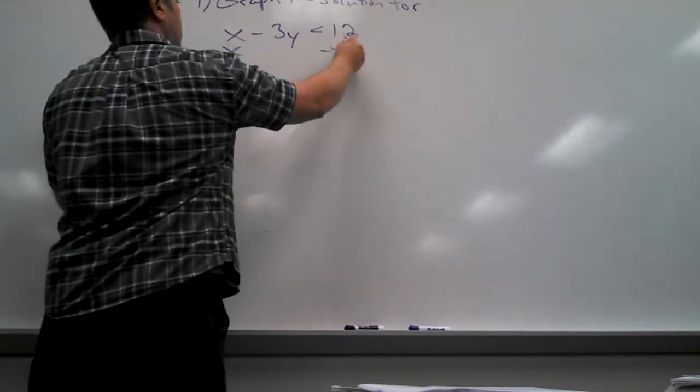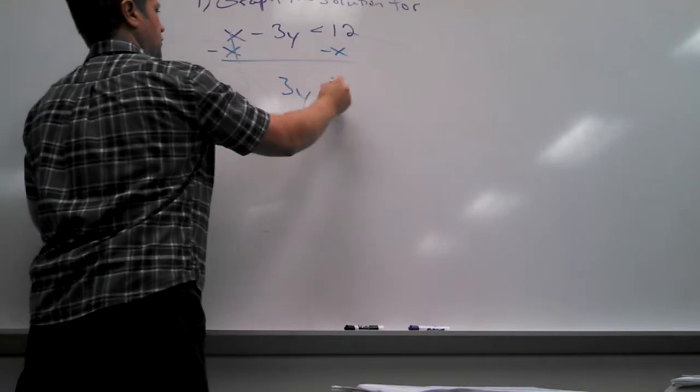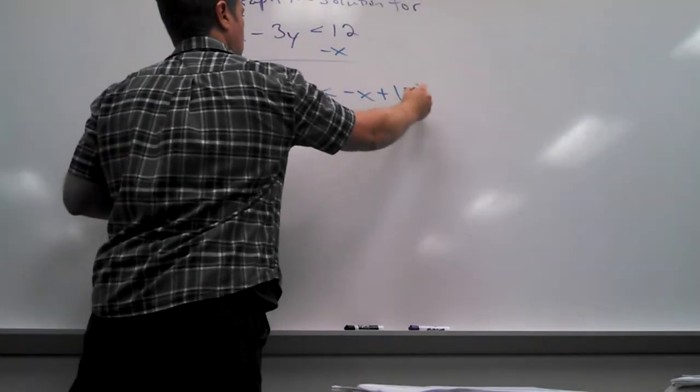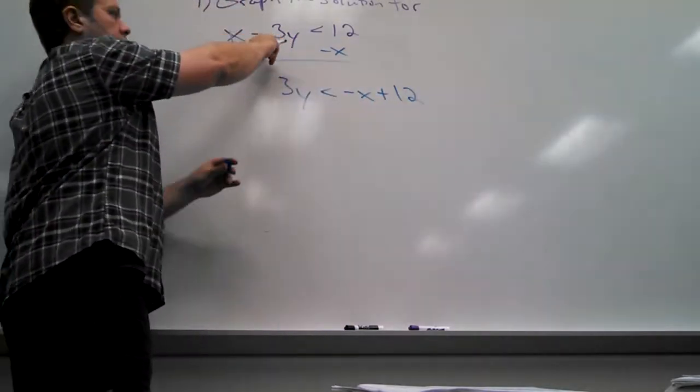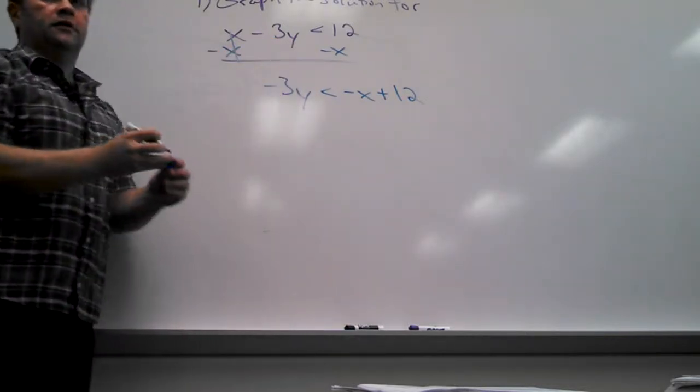So subtract x. For some reason when people do this, they get this. What have I done wrong? The negative. Yeah, I left the negative out. That negative is still there. It's minus, but it's also negative. It's both at the same time.